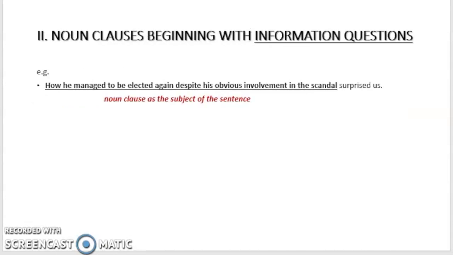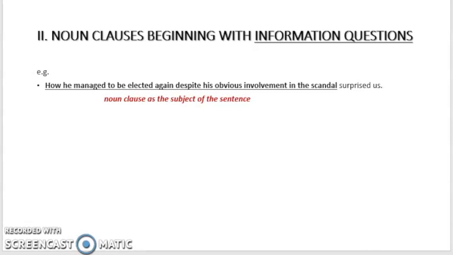The second type of the noun clauses in subject position is the noun clauses beginning with information questions. That is, noun clauses which begin with question words such as how, where, what, etc. Let's have a look at this example sentence. How he managed to be elected again, despite his obvious involvement in the scandal, surprised us. In this sentence, how he managed to be elected again, despite his obvious involvement in the scandal, is the noun clause. It starts with the question word how, and it functions as the subject of the sentence.